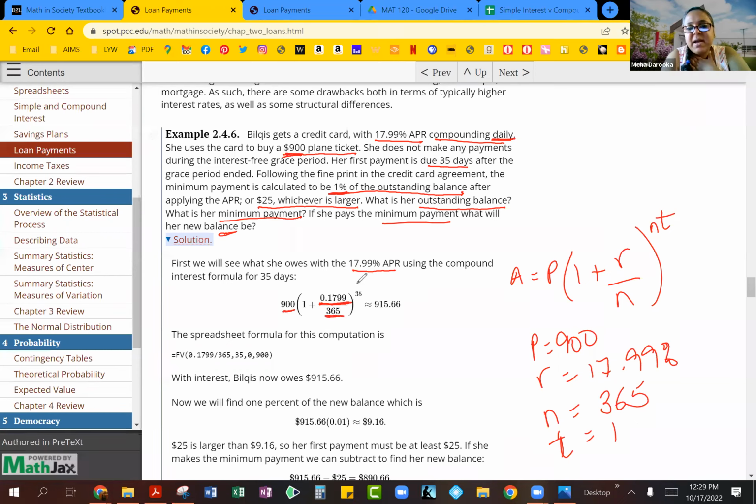17.99% here, compounded daily. But look at that exponent. It's not really N times T. And the reason for that is they are telling us her first payment is due 35 days after the grace period has ended. So that is where we are trying to figure out what her interest would be. And that's where that 35 is coming from. So this exponent is actually just going to be those 35 days where the interest is being calculated. And so you can see it's coming out to be $915.66, which is what her balance would be once the APR has applied.